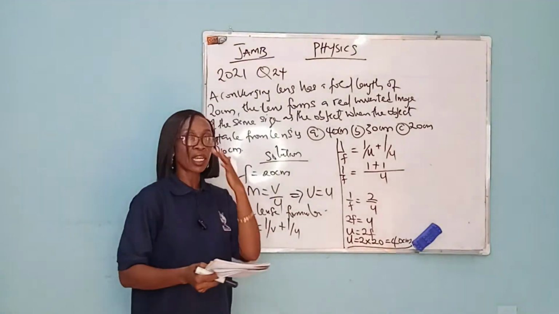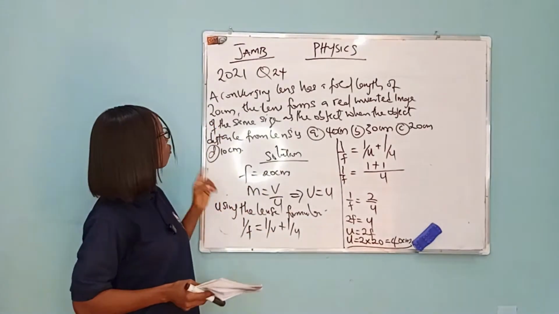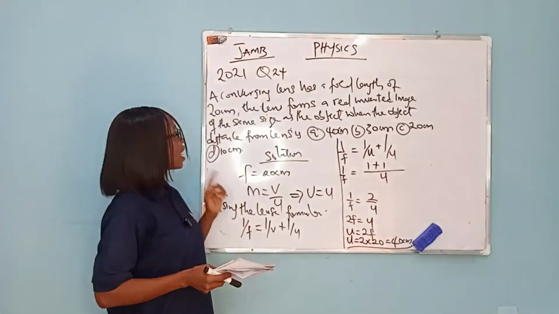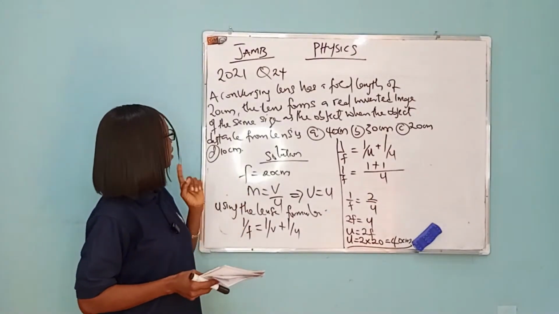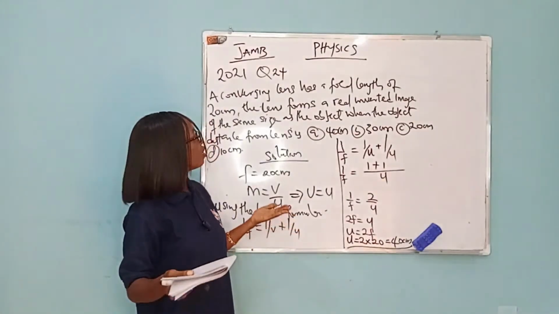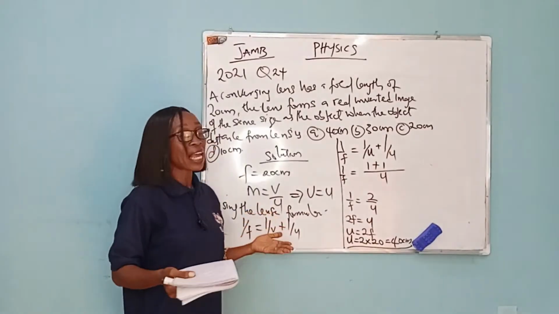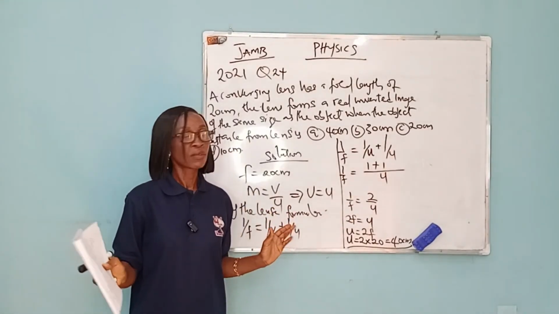I go through it again. A converging lens has a focal length of 20 centimeters. The lens forms a real inverted image of the same size. Once the lens forms a real inverted image of the same size, it is magnification.